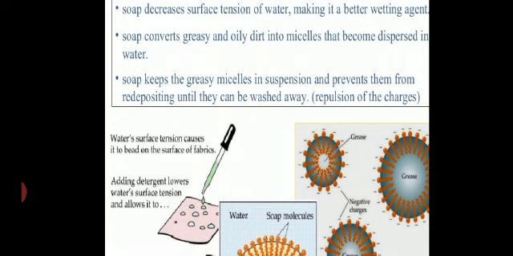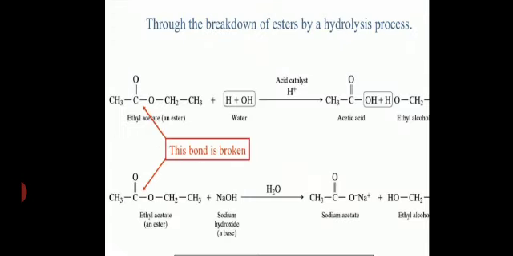Got it? So already it has been discussed with you that when you add this detergent or the soap to the dirty or greasy clothes, it pulls out the dirt and the grease, and it helps to coagulate it and precipitate it. Got it? And when you add water, it is washed away with the water, because soap decreases surface tension of water and makes it a better wetting agent.